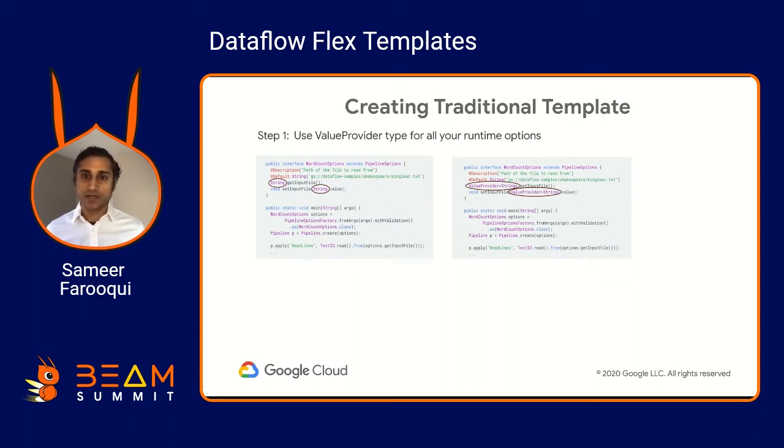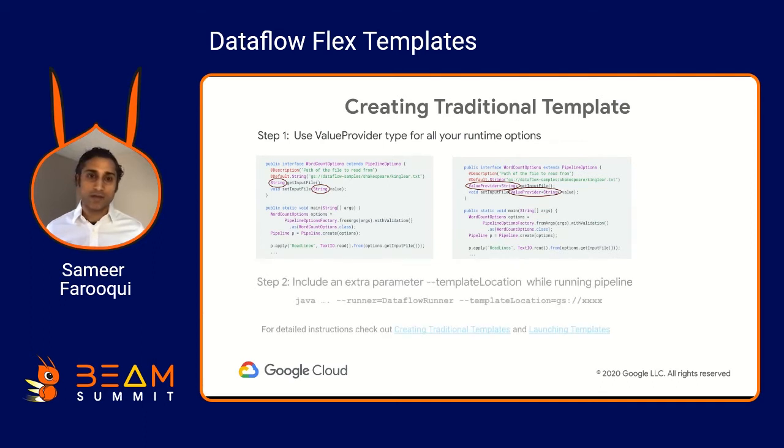All right, so the value provider interface gets updated, and then the second step is to include an extra parameter called --templateLocation when running the pipeline. You can see that in the Java command below, and the template location is on GCS here. Once you update that template location, now when you run the template as a developer, it will actually make that staged JSON execution graph in GCS, which is what we call the template. For more detailed instructions, check out the links below for creating traditional templates and launching templates.